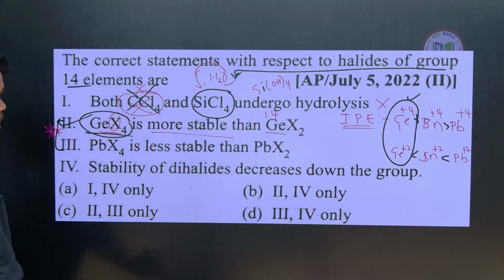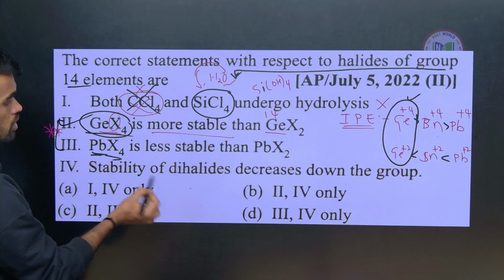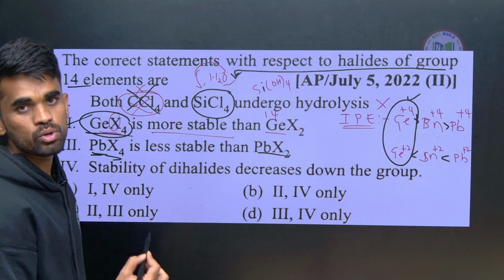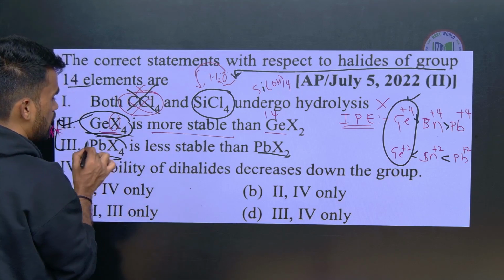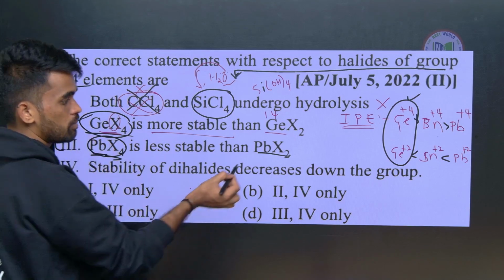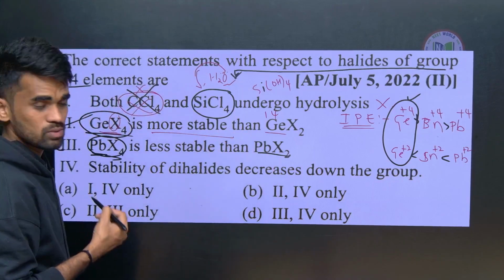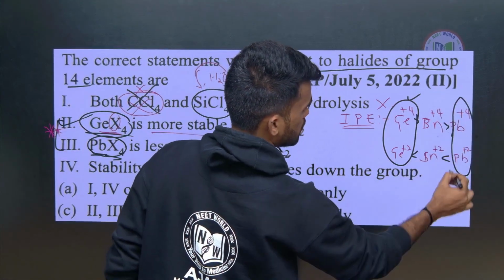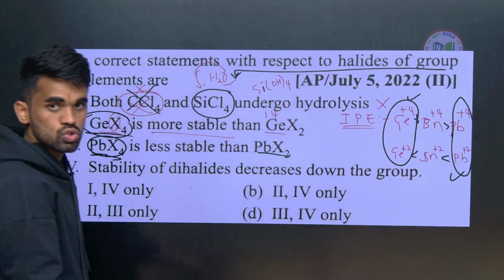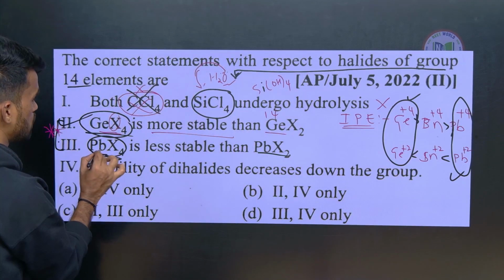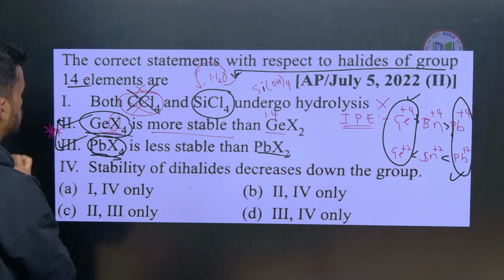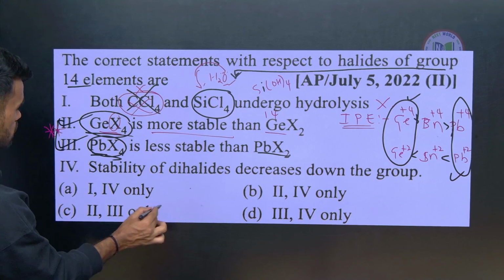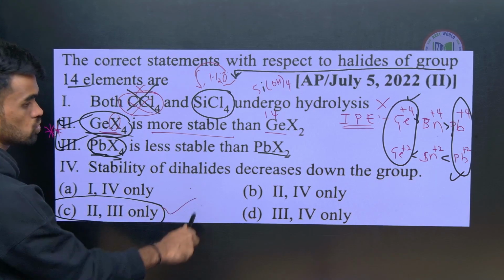Next, for PbX4 and PbX2, like F2, F4 you can take. PbF4 is less stable than PbF2. Why? Because of the inert pair effect. So which is more stable? PbX2 is more stable, so PbX4 is less stable. So the third one is correct, the second one is correct, and the first one is incorrect. 2 and 3 are correct. For this you can choose option 3.